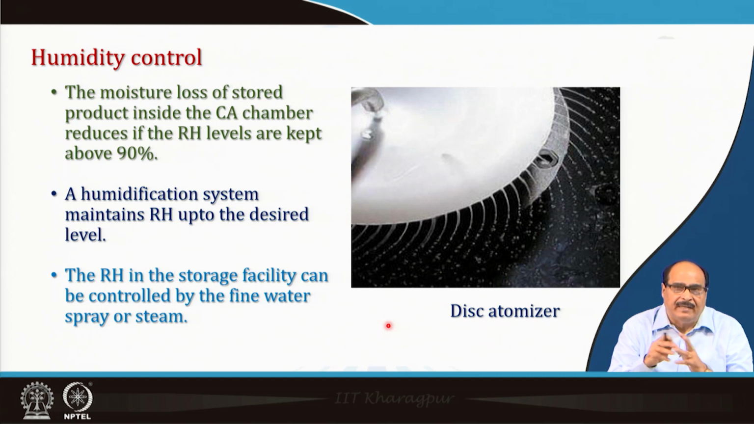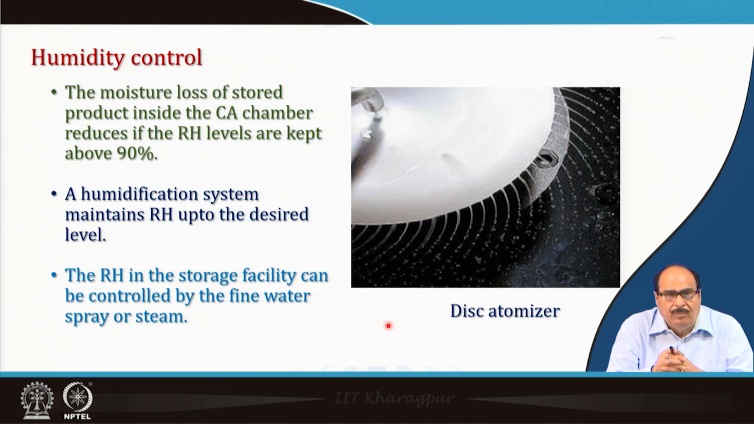Then another important aspect is humidity control. The moisture loss of stored product inside the CA chamber reduces if the relative humidity levels are kept above 90%. So, it is required in order to make sure that the commodity in the storage environment is not dried, not shriveled, etc. Relative humidity also is maintained at a proper level. For this, a humidification system is generally used in the CA storage facility, which maintains the relative humidity up to the desired level.